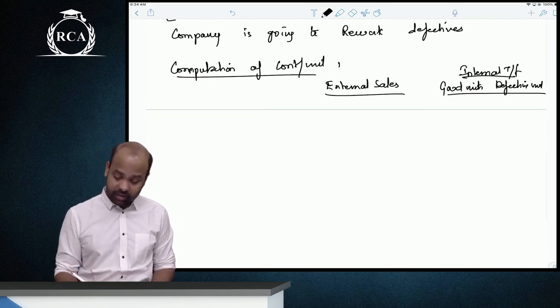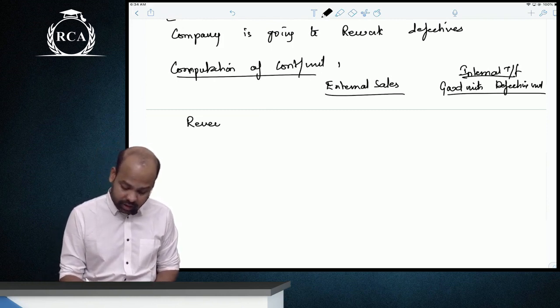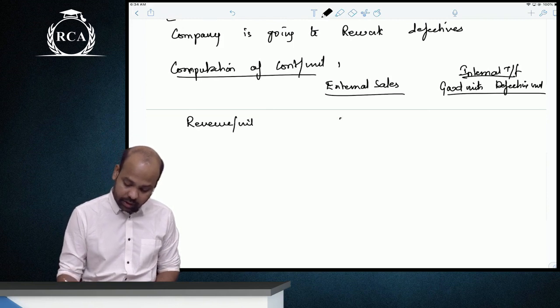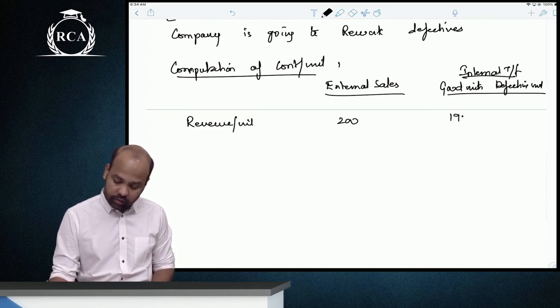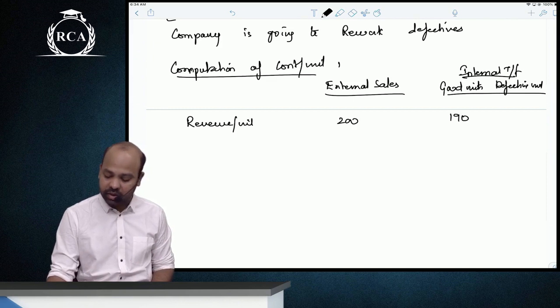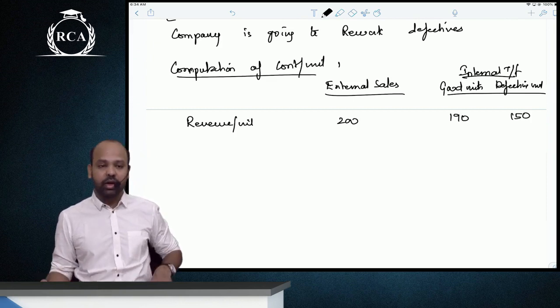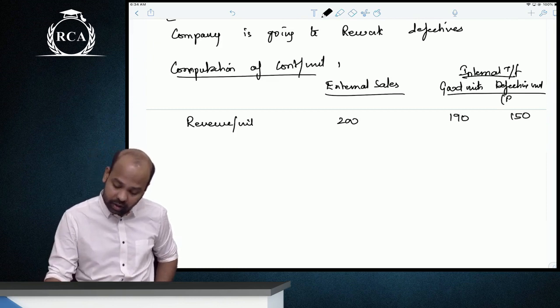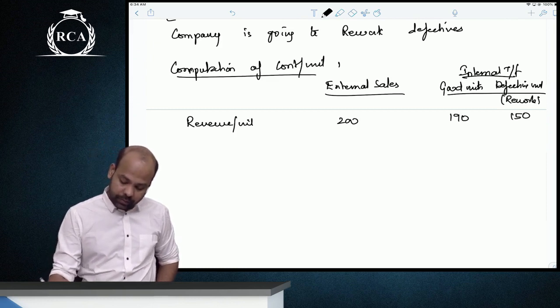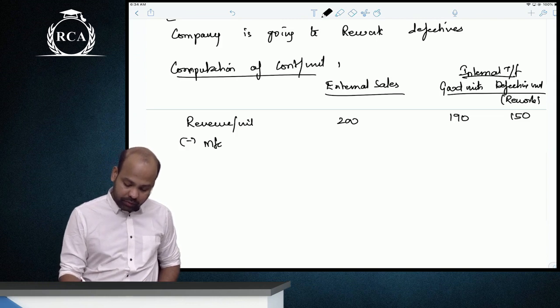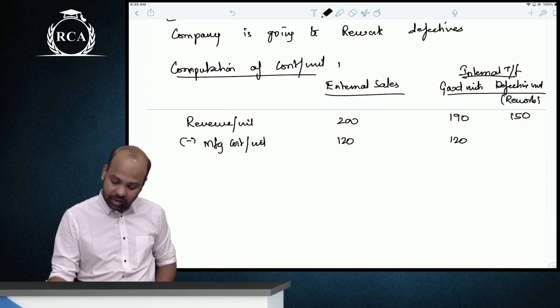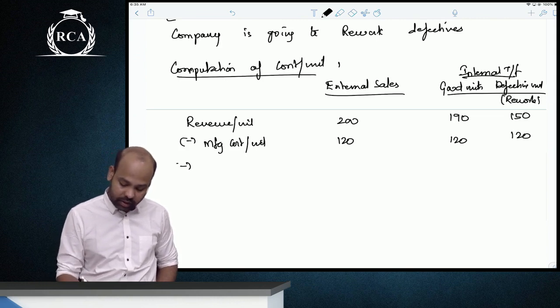External sales guys, now look at this. In case you sell in the external market, your revenue per unit is 200. Internal transfers, good unit 190. Defectives, we know that we are reworking, 150 rupees. Our manufacturing cost per unit will be incurred for everything, doesn't matter whether you're selling in the external market or whether it is internal sales.